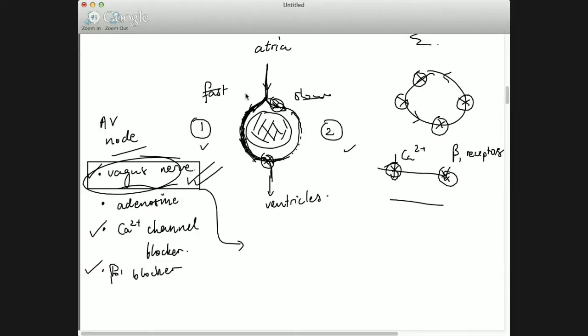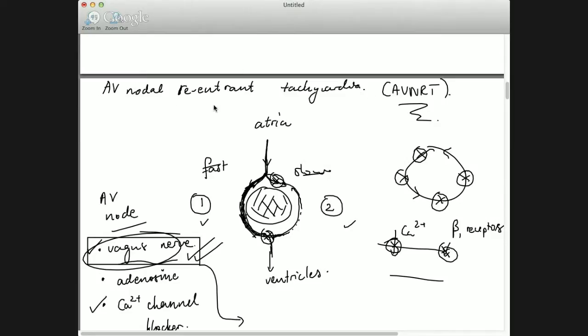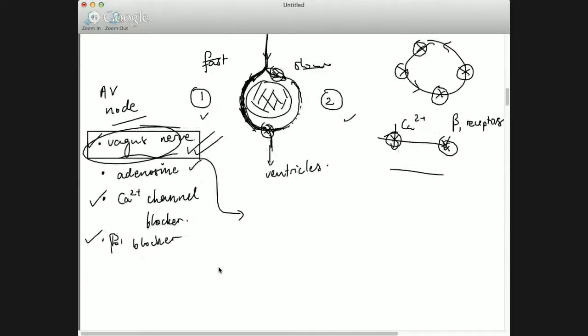So this is a quick, simple, and easy measure, non-medical, to treating patients who have AVNRT. And the reason is because the re-entry circuit passes through the AV node. So if you block any region within the AV node by using a vagal maneuver, you should be absolutely fine. Adenosine also, for some reason, has a property of blocking the AV node. Can't remember the exact mechanism. So, moving on.